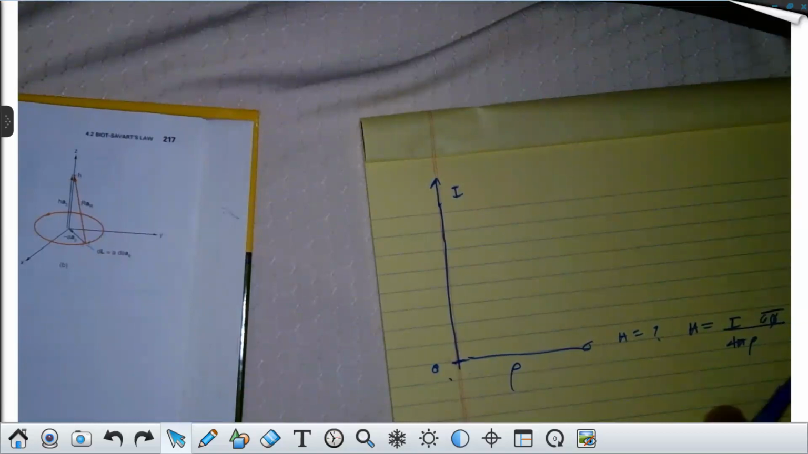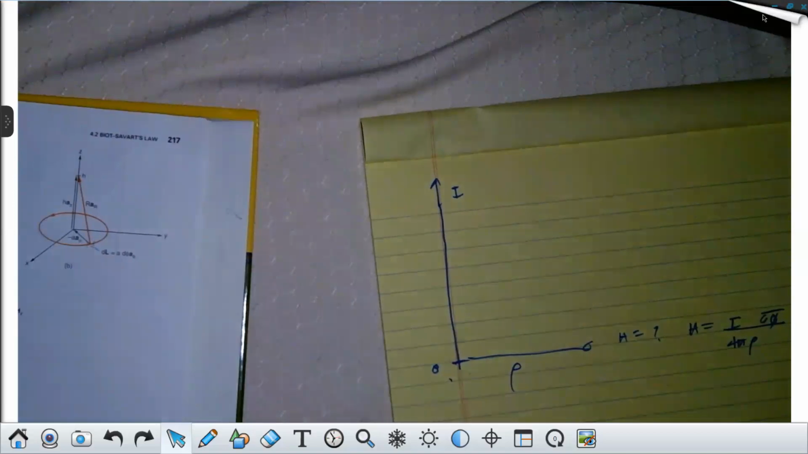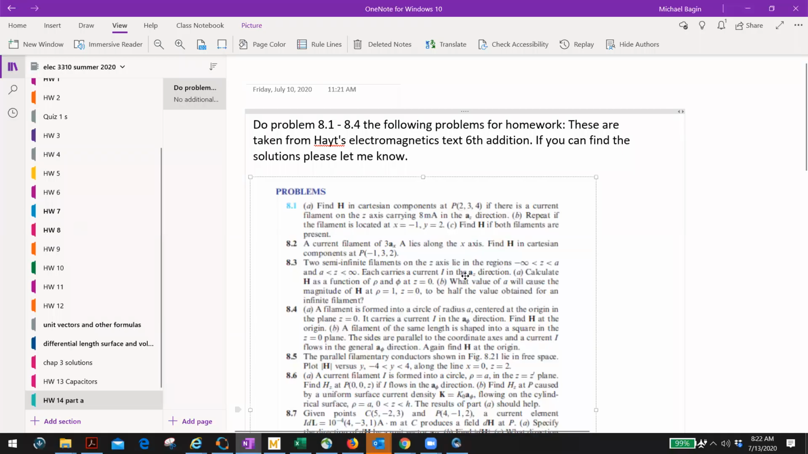Now, the problem, let me refresh myself with this, because here he says two semi-infinite filaments on the z-axis lie in the region from minus infinity to a. Remember, these start at minus infinity, they go to a. So for this problem, I have to draw it up.